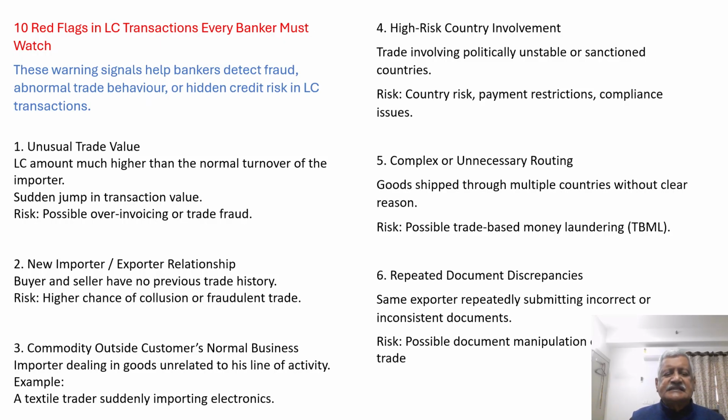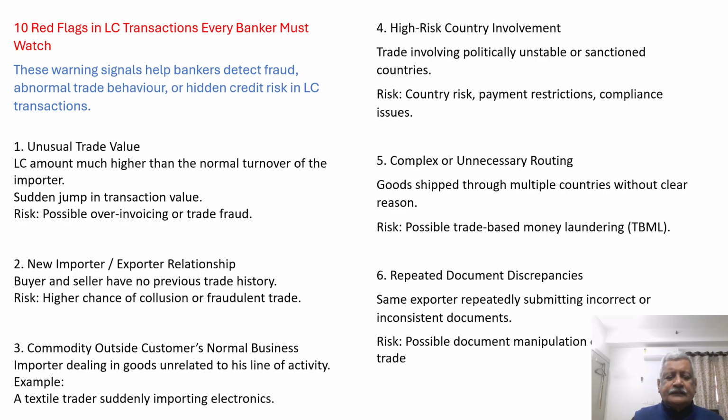10 red flags in LC transactions every banker must watch. These warning signals help bankers detect fraud, abnormal trade behavior, or hidden credit risk in LC transactions. 1. Unusual trade value. LC amount much higher than the normal turnover of the importer. Sudden jump in transaction value. Risk: possible over invoicing or trade fraud.